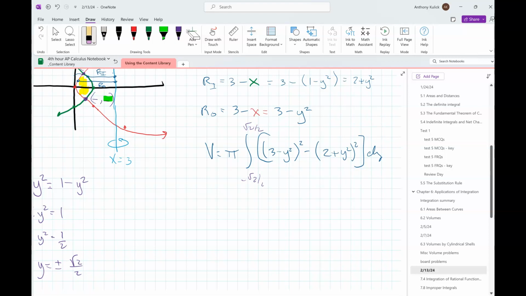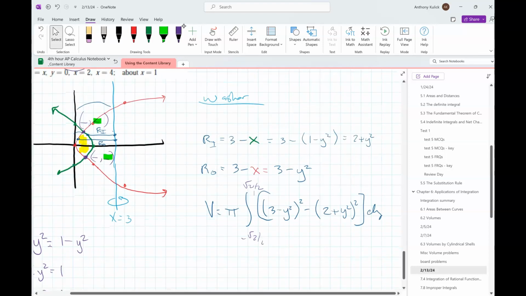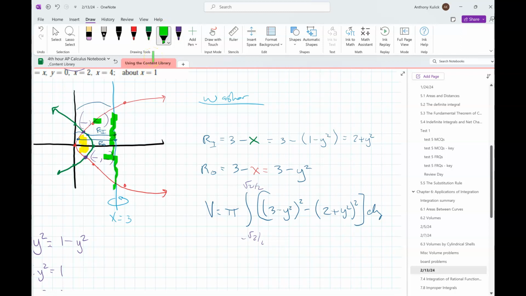I rationalized the denominator. If you didn't, it wouldn't matter, though. So it's just the place where they intersect. That's where the bounds are. Well, again, think about you're integrating along this axis, right? Because that's our axis of rotation. Our first radius would be here, which is that y value. And our last radius would be there, which is like that y value. So yes, it's just the intersections.